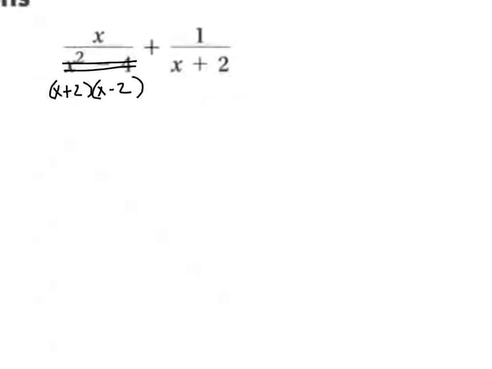And now we want a common denominator to add these two fractions together. So we want our denominator to have all of the factors in our denominators. So we see that both of them have an x plus 2. The first one has an x minus 2, so therefore both denominators need to have x plus 2 times x minus 2.